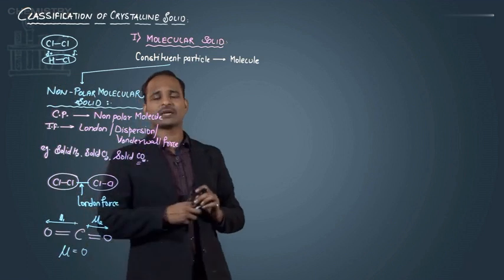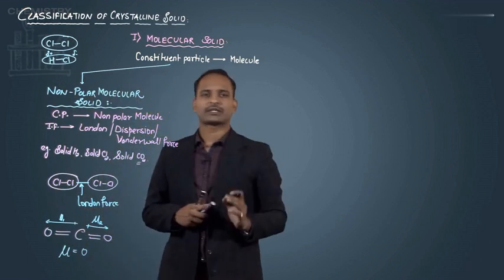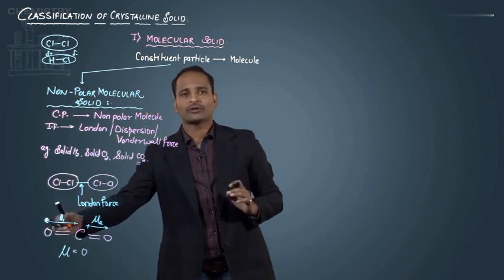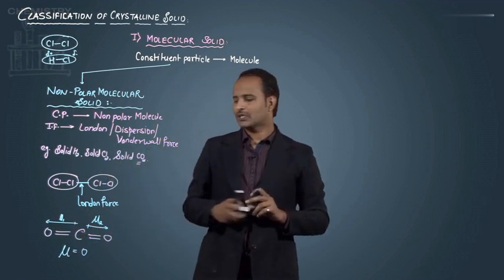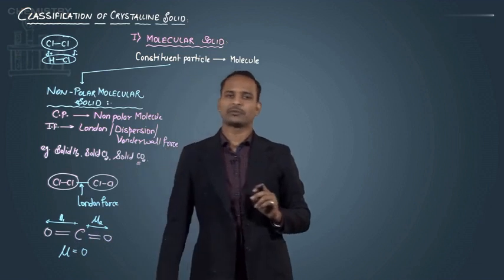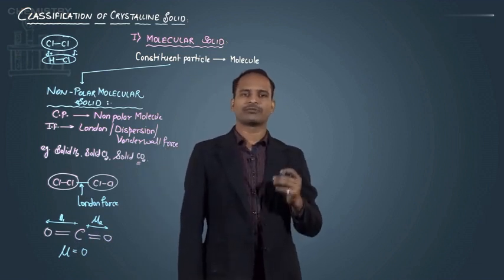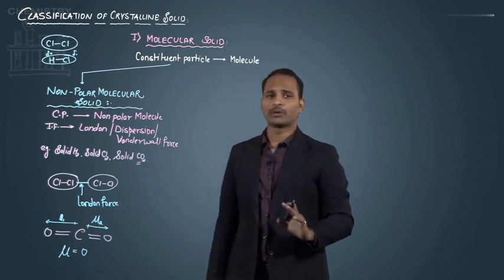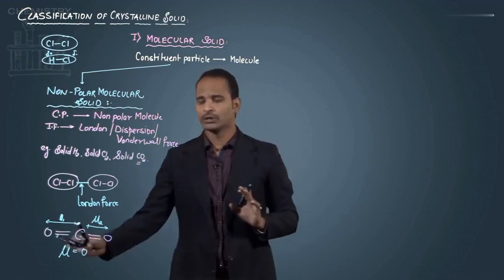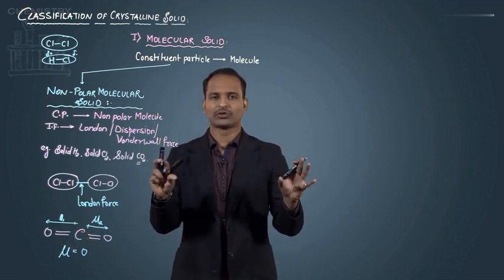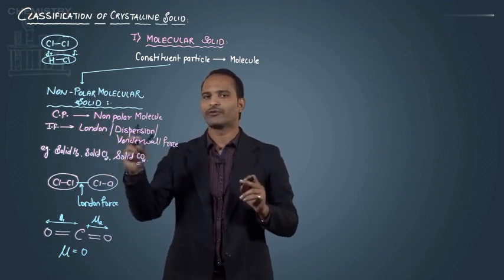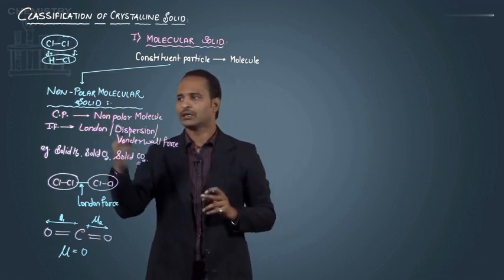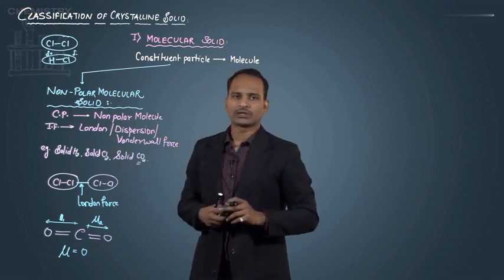Since, as I said, the dipole moment is a vector quantity and both the dipole moments are in opposite directions, they are going to nullify each other and therefore the net dipole moment will become 0. And once the net dipole moment becomes 0, the molecule becomes a non-polar molecule. So one CO2, another CO2, both are non-polar. So the attraction between them is going to be a van der Waals force and hence it comes under the category of non-polar molecular solid.